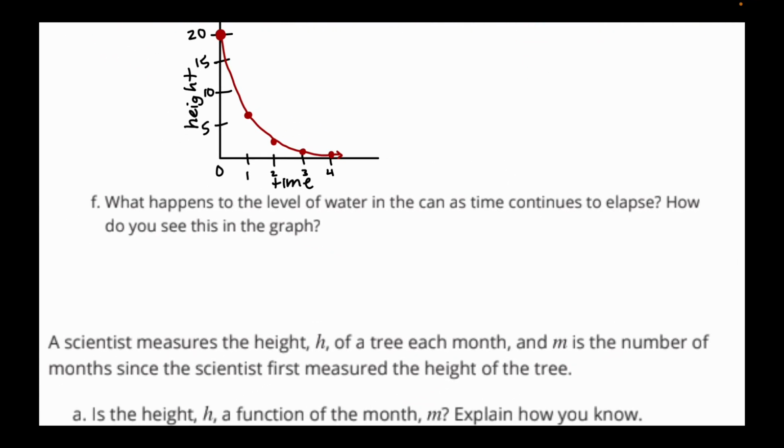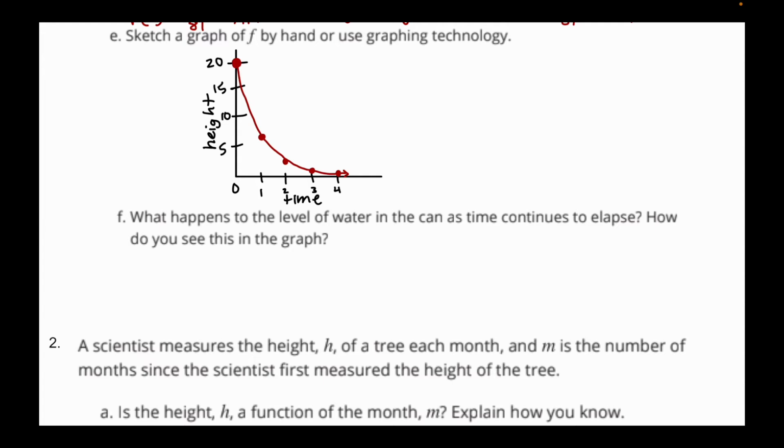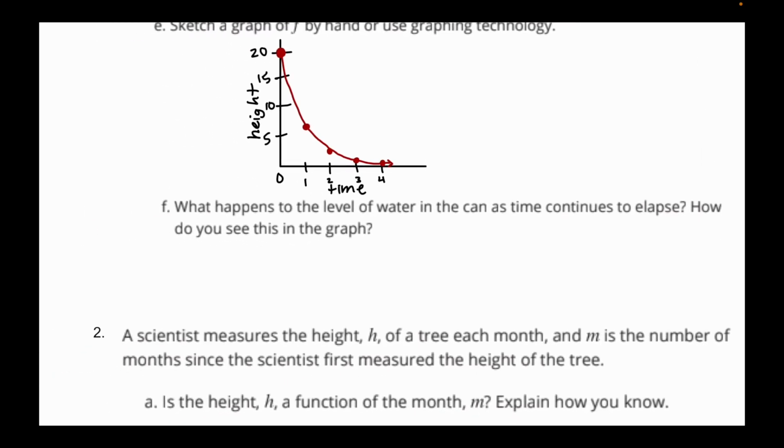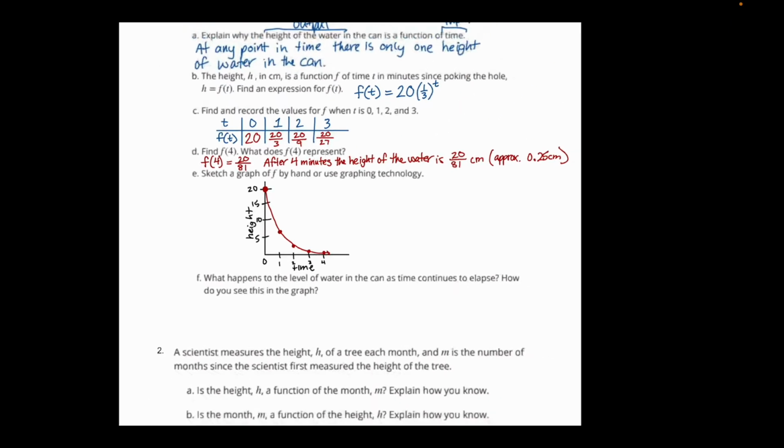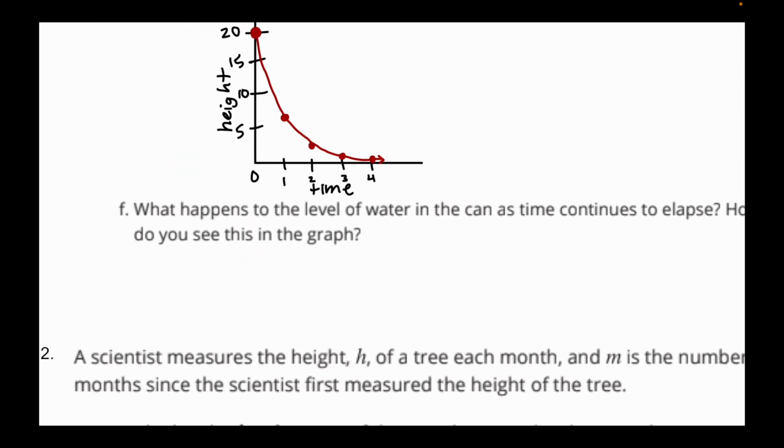We now have one part left. What happens to the level of water in the can as time continues to elapse, and how do you see this in the graph? So the water is decreasing as it goes, and we see our dots for our points getting closer and closer to 0. So that's how I'm going to explain it. I will say, I'll put this in blue again.